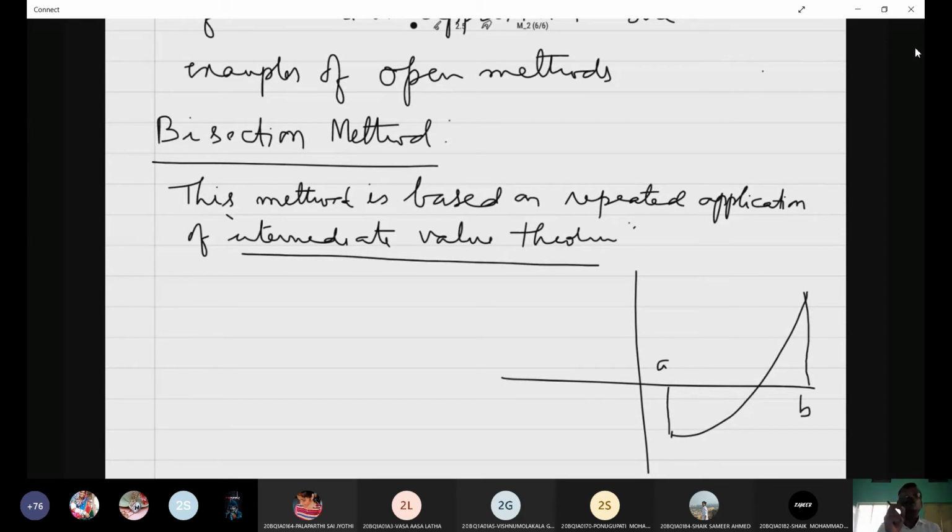Intermediate value theorem says there is a root in between them, when f of a and f of b are of opposite signs. One positive, one negative. Either could be positive, either could be negative. That is the statement of the intermediate value theorem. Note down the statement also. Very, very important.